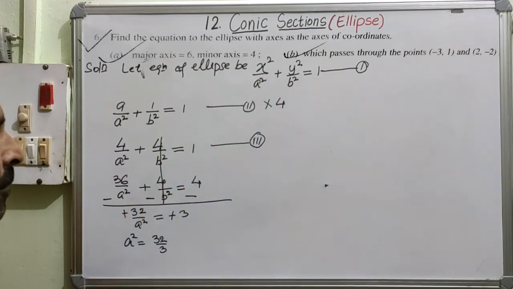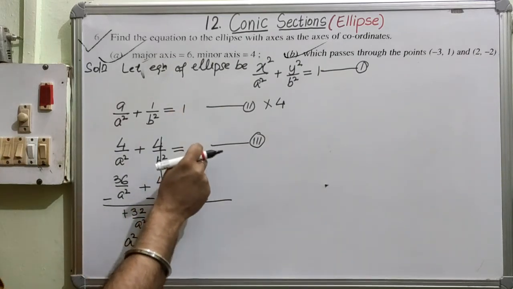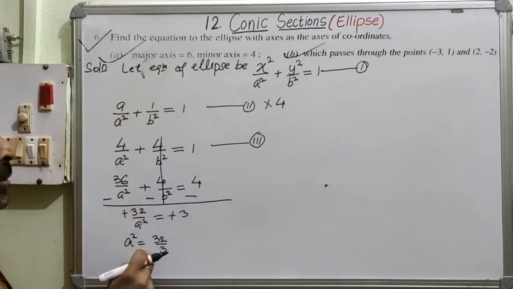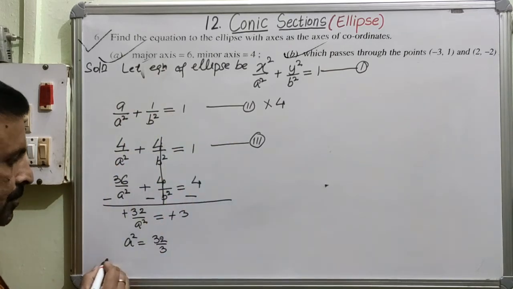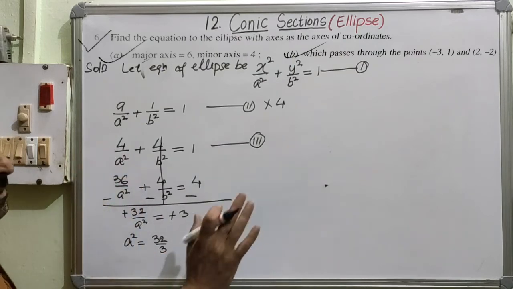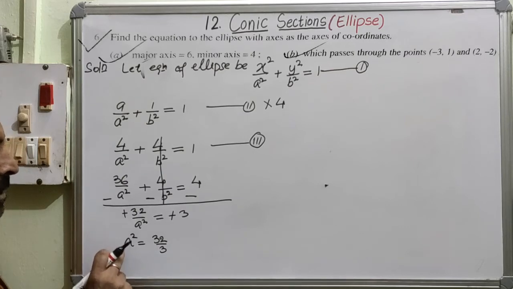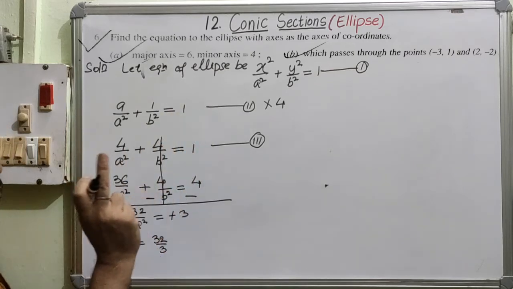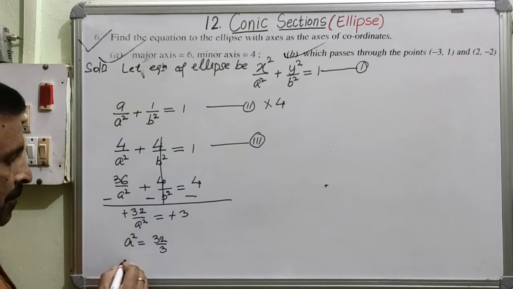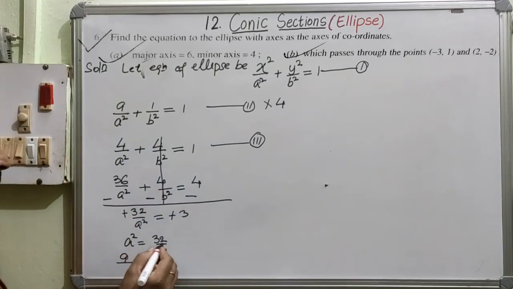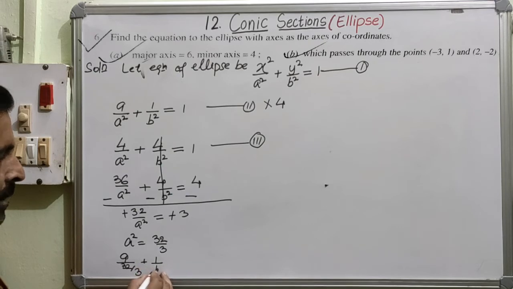Now we want to have the value of b square. So this b square we can calculate by putting the value of this a square in any one of these two equations, because this equation is easier. So we will put the value of a square in equation number 2. I'm not writing the language because otherwise it will not fit on the board. So please remember, after this you need to write a sentence saying that you substitute the value of a square in equation number 2. So that's what we are going to do here. This is 9 over 32 over 3, and then plus 1 over b square is equal to 1.